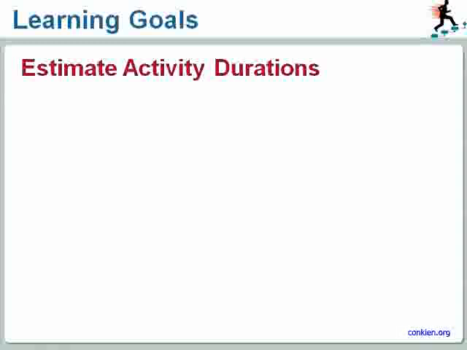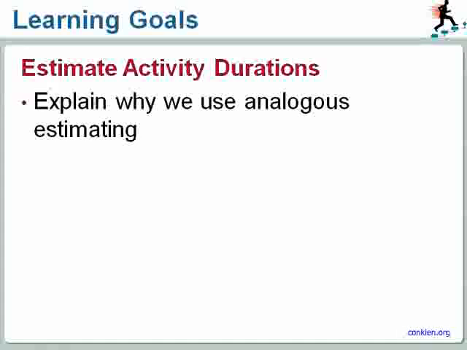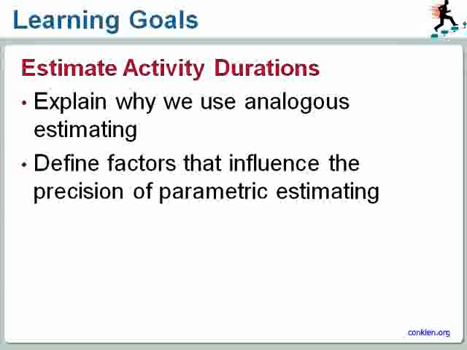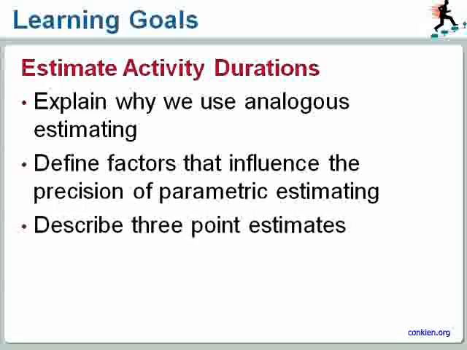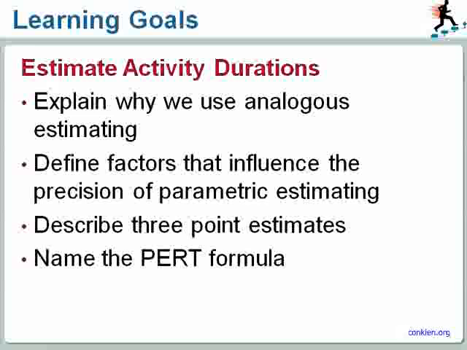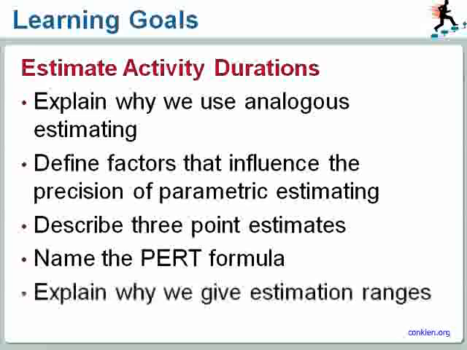At the end of this episode, you will be able to explain why we use analogous estimating, define factors that influence the precision of parametric estimating. You can describe 3-point estimates, you will be able to name the PERT formula, and explain why we give estimation ranges.